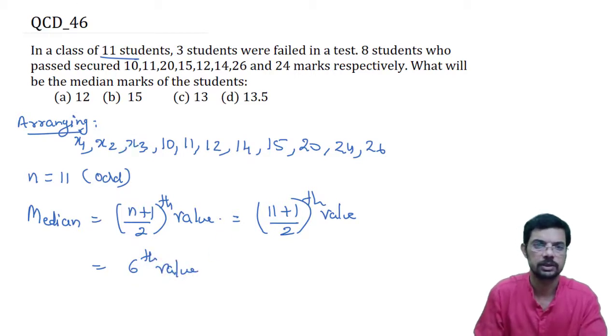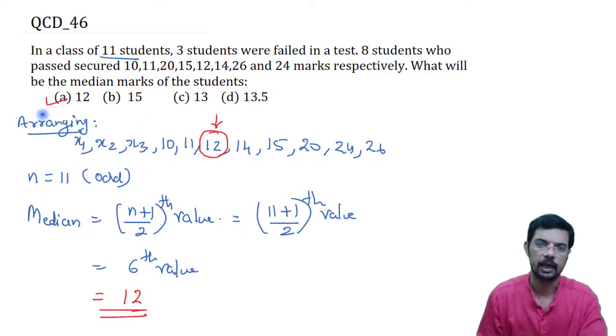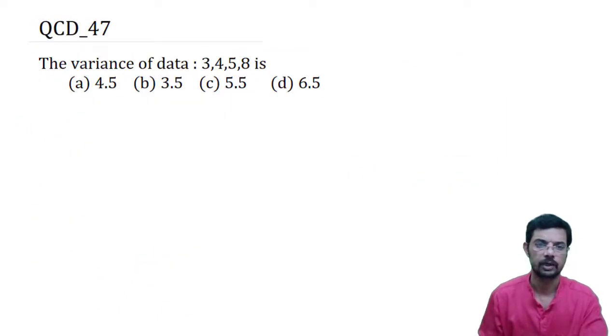Let us observe which is the 6th value. This is the first value, second value, third value, fourth value, fifth value, and 6th value. So 12 is the centrally located value. 12 is your correct answer. Option A, 12 is the median of the students.